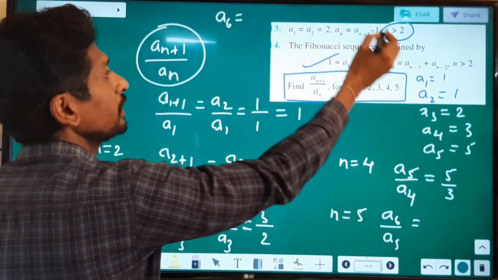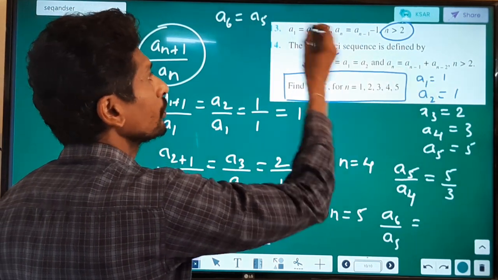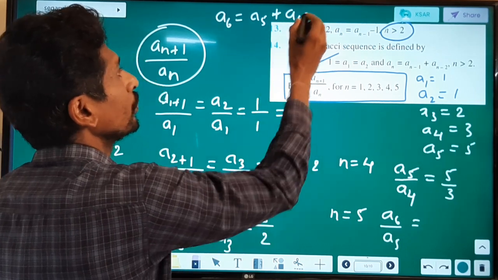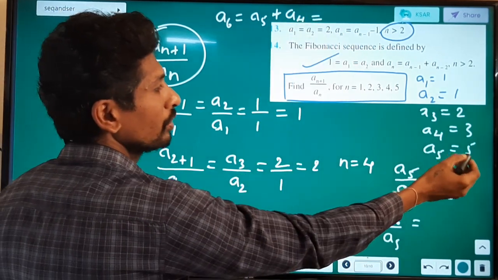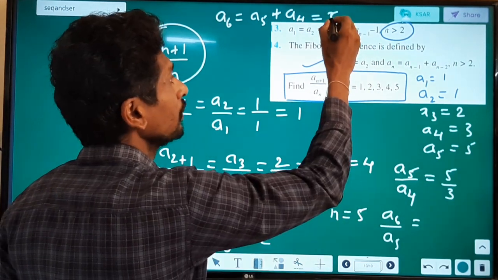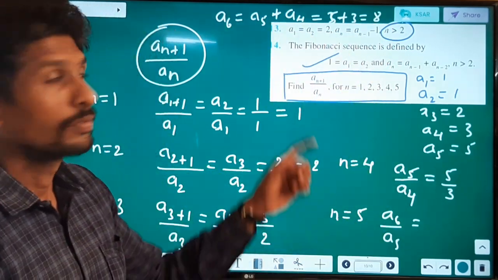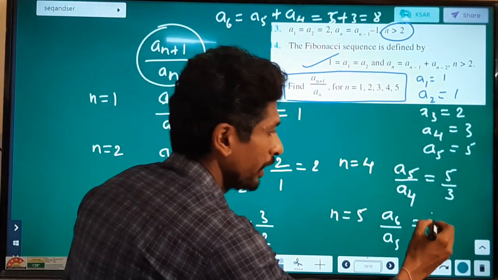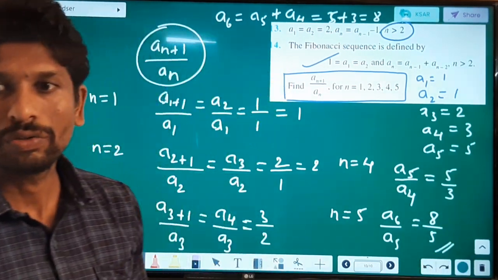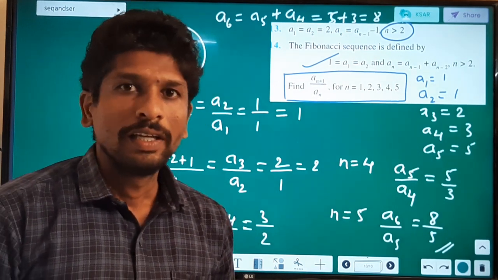A6 now. Consider A6. What happens here: n minus 1 means 6 minus 1 becomes 5, 6 minus 2 becomes 4 here. So therefore A5 plus A4 becomes what? A4 plus A5 is 5 plus 3 here, so means 8. So A6 becomes 8 here, and 8 by A5, which is 5 here. So this way you have to find out the Fibonacci sequence as well as the Fibonacci series here.